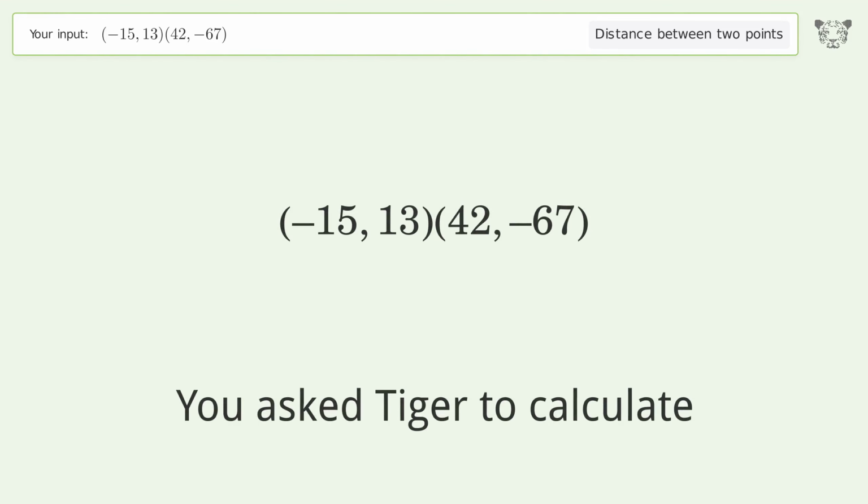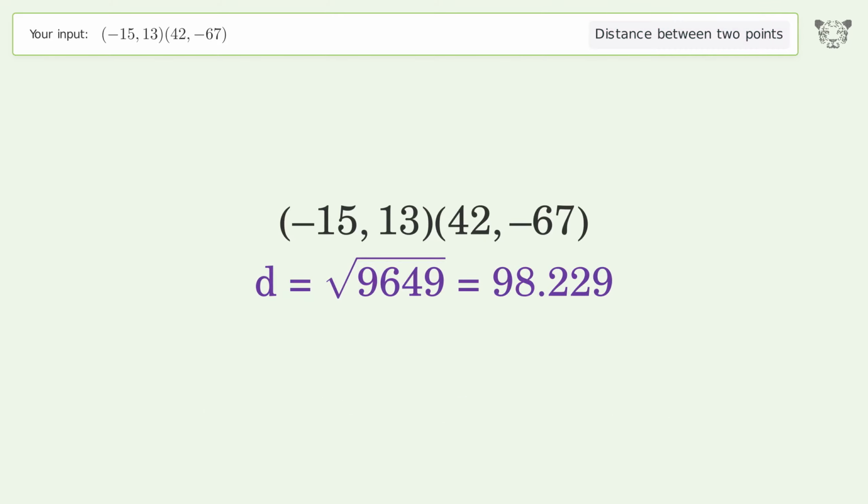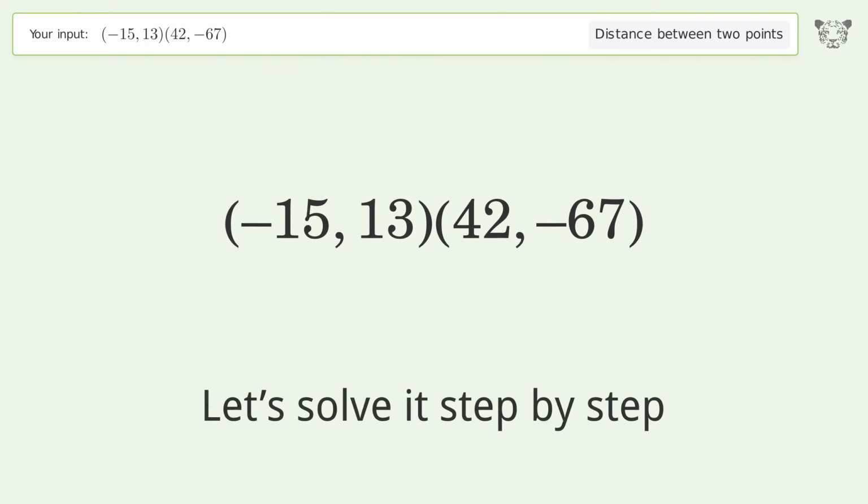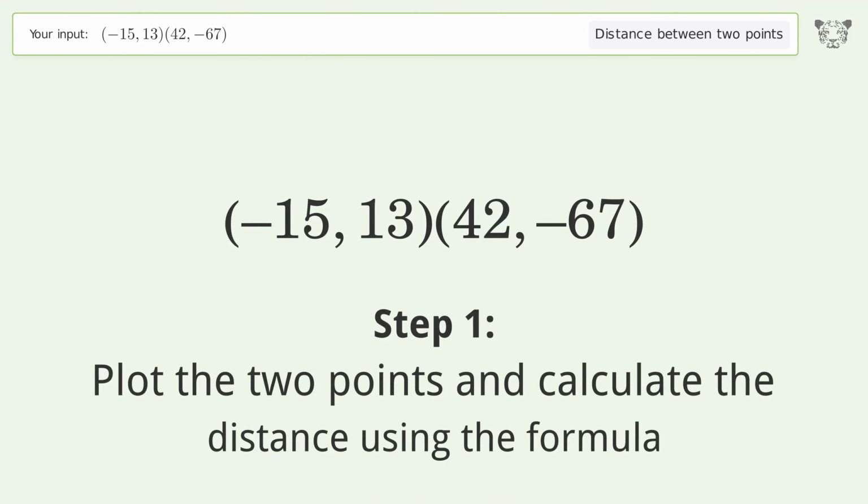You ask Tiger to calculate. This deals with the distance between 2 points. The distance between the 2 points is the square root of 9,649, or 98.229. Let's solve it step by step. Plot the 2 points and calculate the distance using the formula.